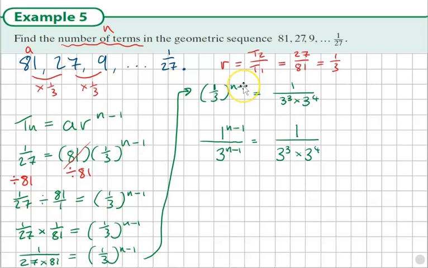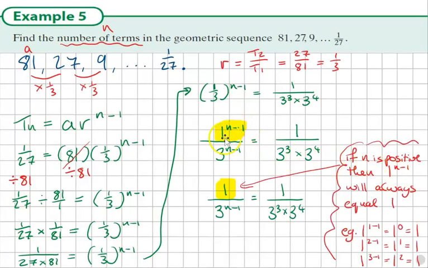So a third to the power of n minus 1 can be rewritten as 1 to the power of n minus 1 divided by 3 to the power of n minus 1. Because when we have a fraction, we can apply the power to the numerator and to the denominator. And then the right-hand side is just the same. Then 1 to the power of n minus 1 just becomes 1.